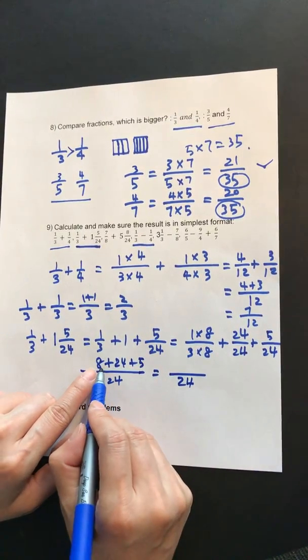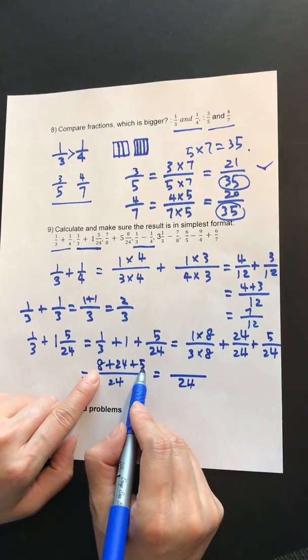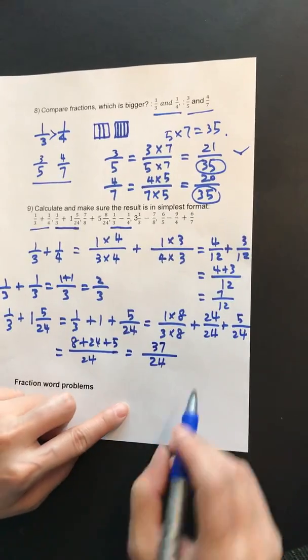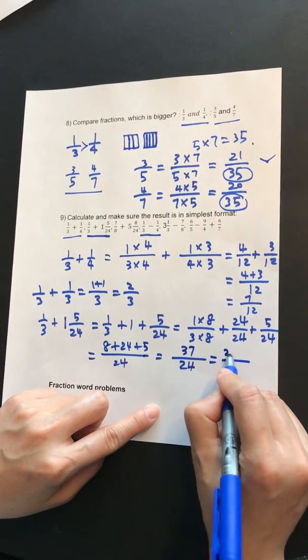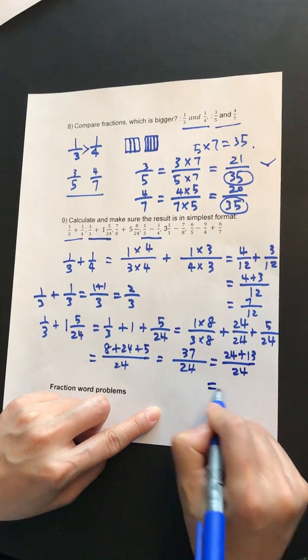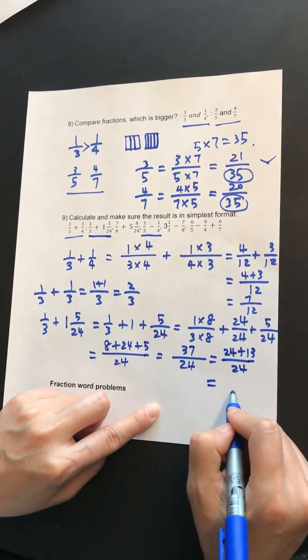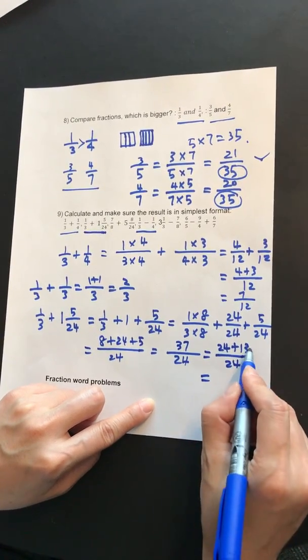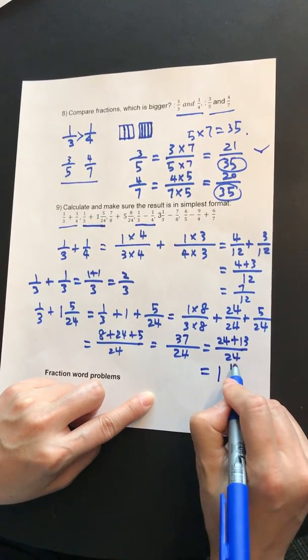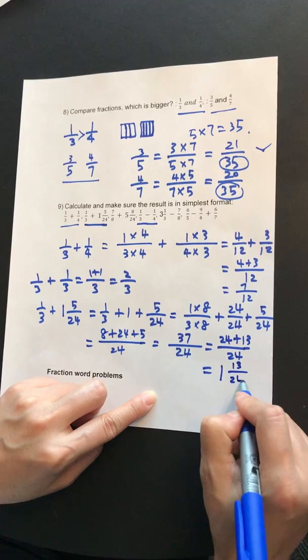So the total is 8 plus 24 plus 5, 37. Okay, so 37 is 24 plus 13. Therefore, 24 over 24 is 1. The remainder fraction is 13/24. So the improper fraction form is 37 over 24.